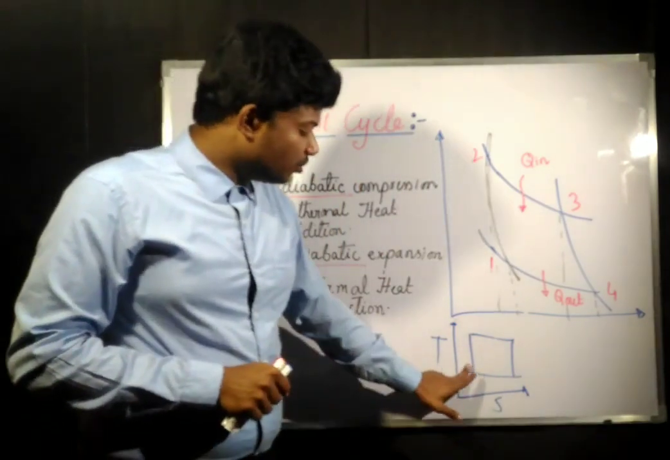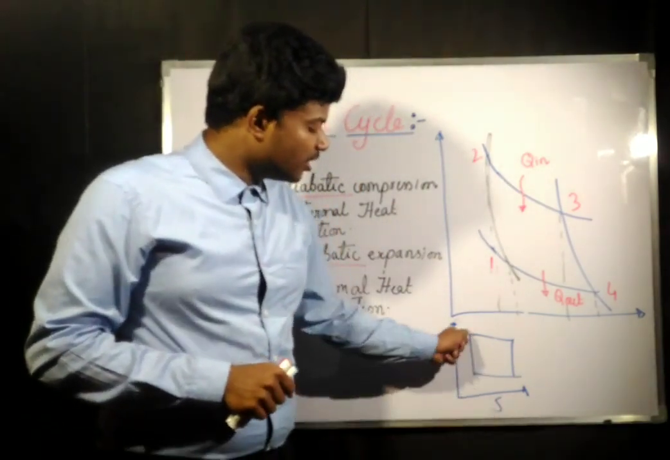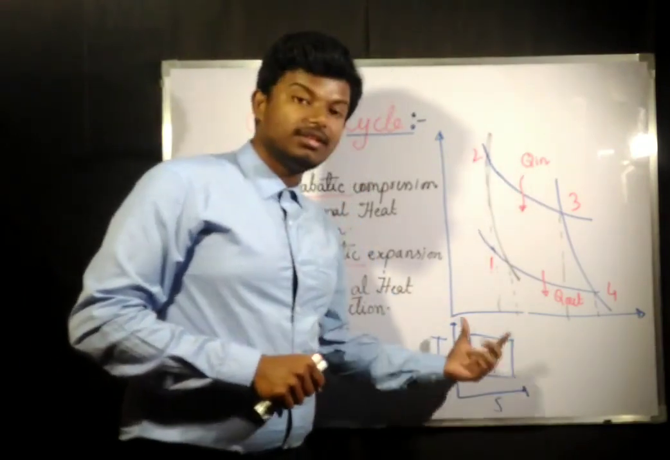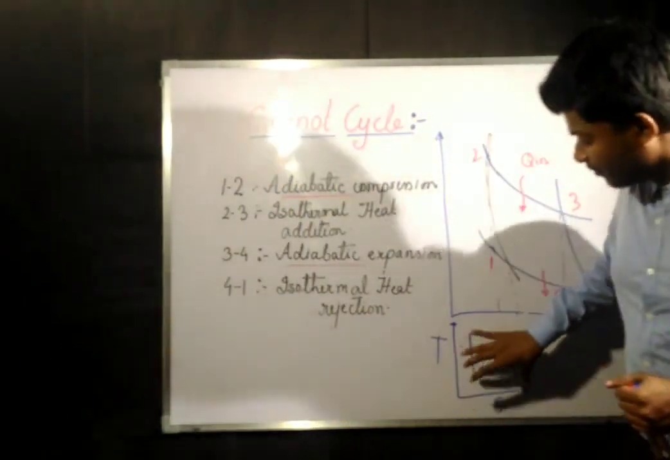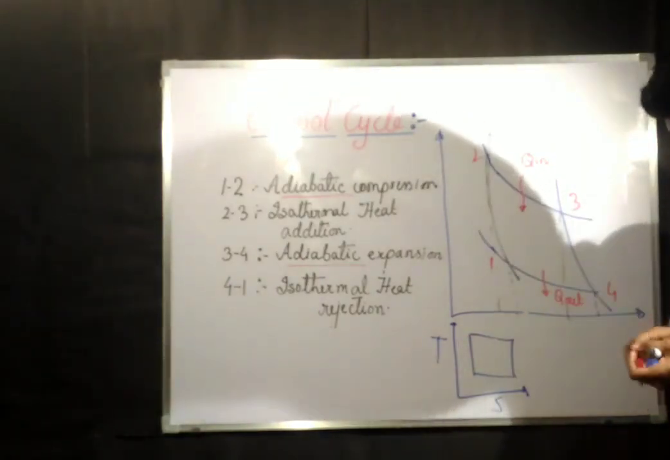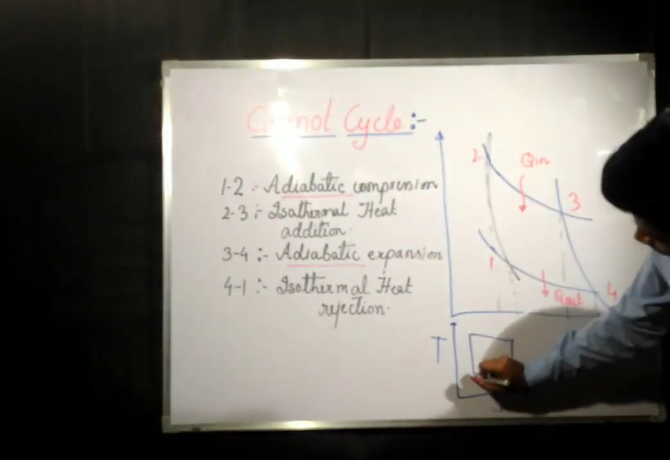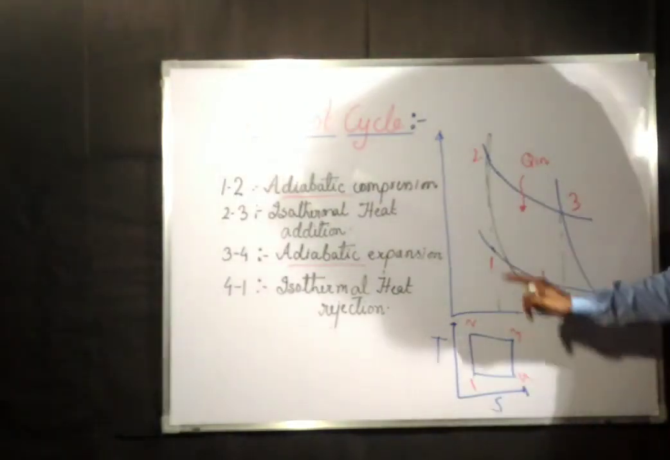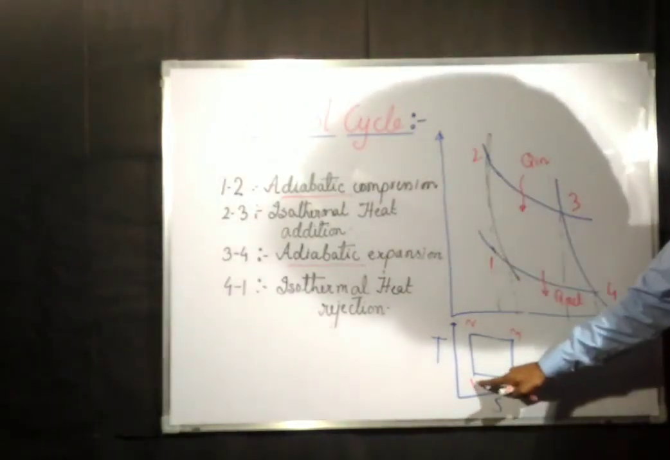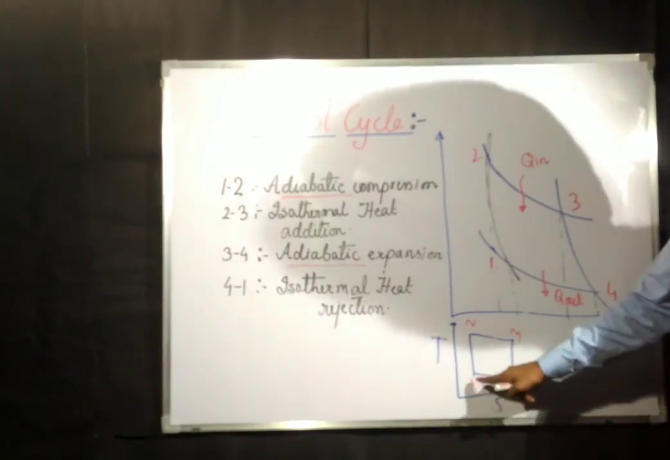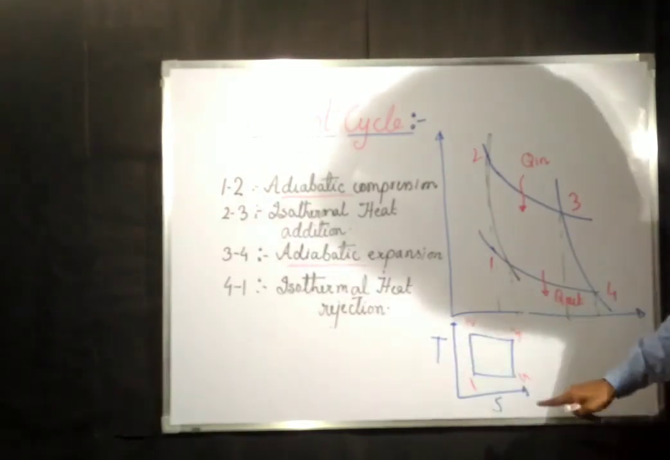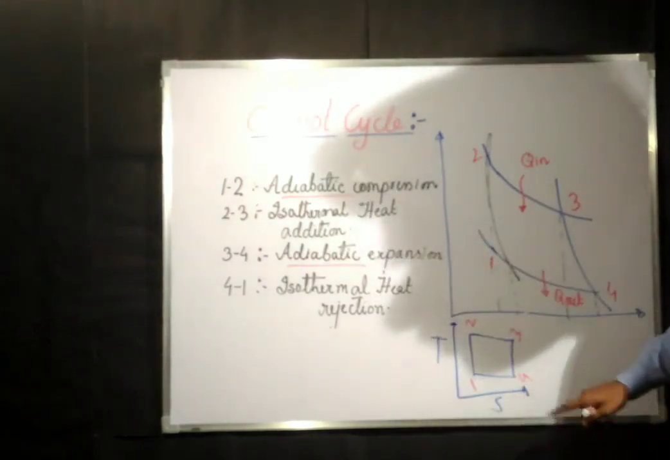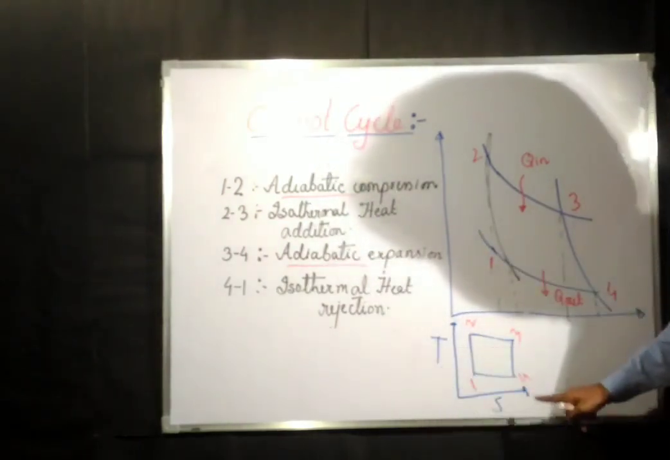Entropy is the same. So if entropy is the same, that means what? Okay, these two adiabatic processes, if you number them, this will be 1, this will be 2, this will be 3, and this will be 4. Now process 1 to 2 is adiabatic, so this is going to be isentropic. So isentropic will be parallel to the T axis. Similarly 3 to 4 is adiabatic, so 3 to 4 would be parallel to the T axis.